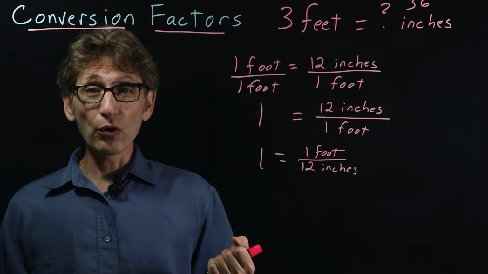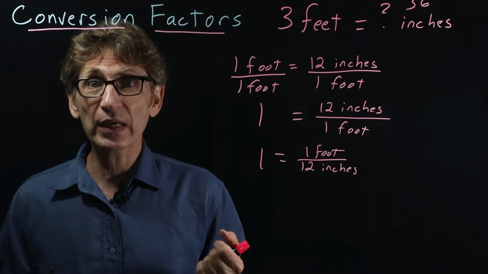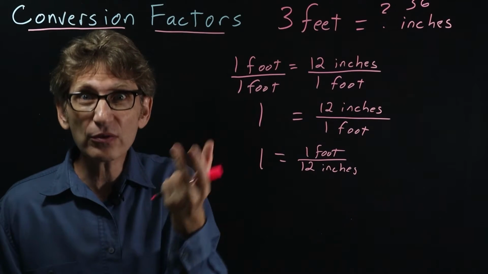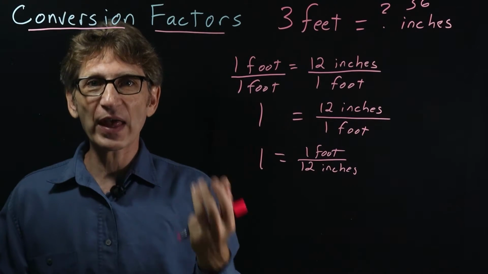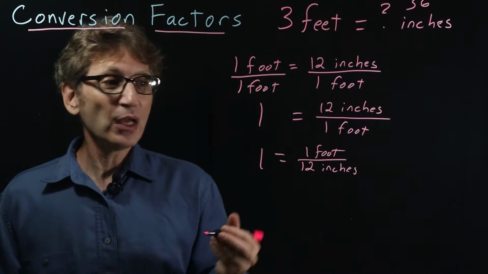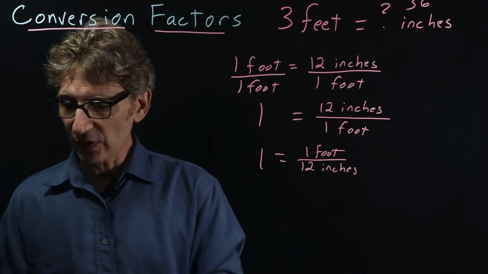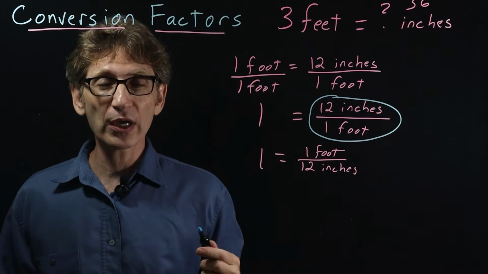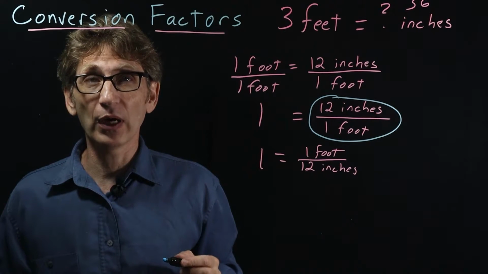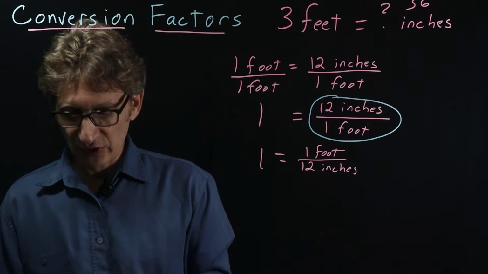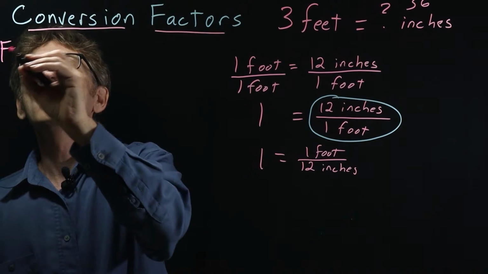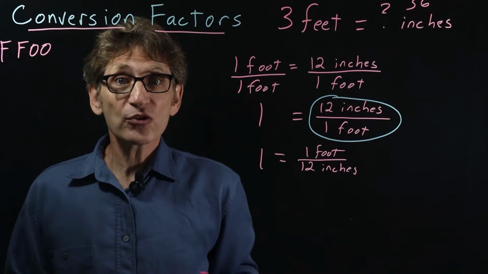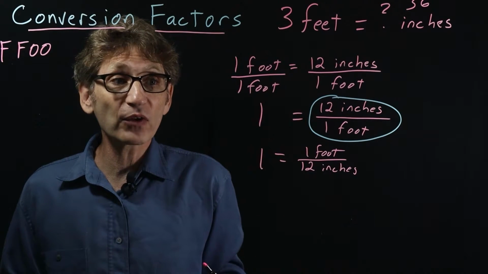Here's why that's so important. Because if I multiply something by the number 1, I don't change its value. I can convert units without changing the value of that expression. It's really cool. So I have a new form of the number 1. This fraction here is equivalent to 1. It's just a different form of the number 1. And I've heard another teacher refer to this as a foo-foo, a fancy form of 1. So I'm going to use a fancy form of 1 to convert units.